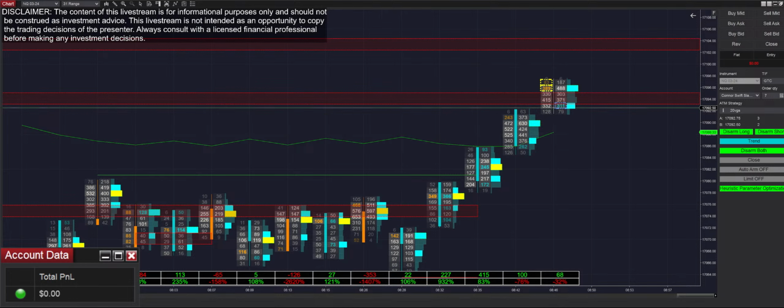You can see here that market hasn't even moved out of this range bar in the past 2 minutes, so that's unfortunate.